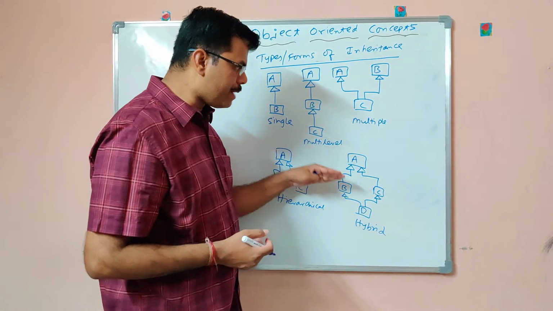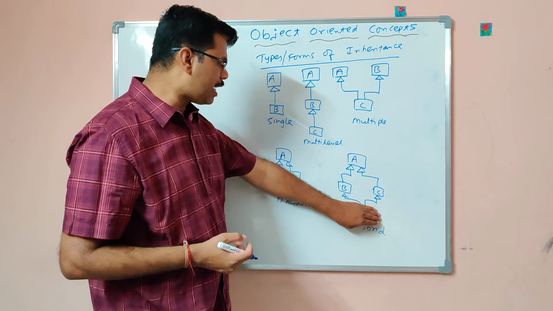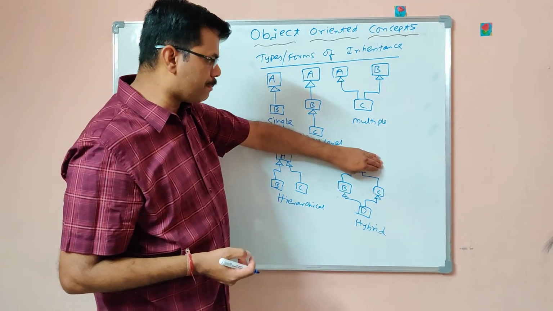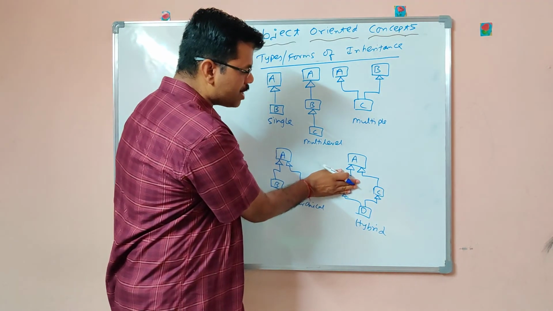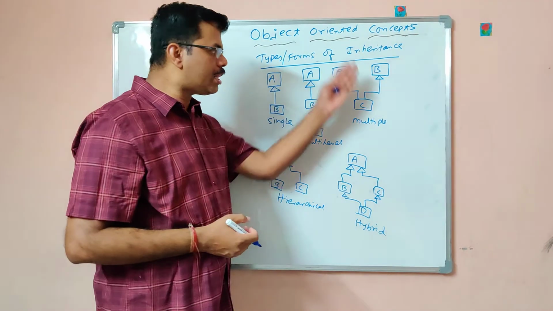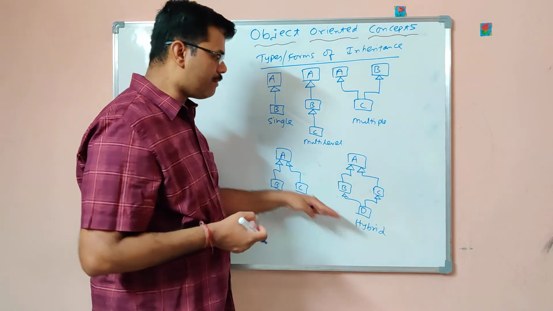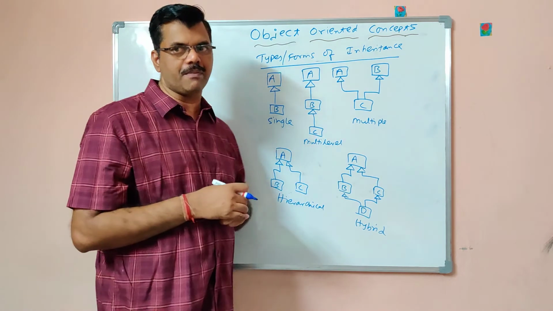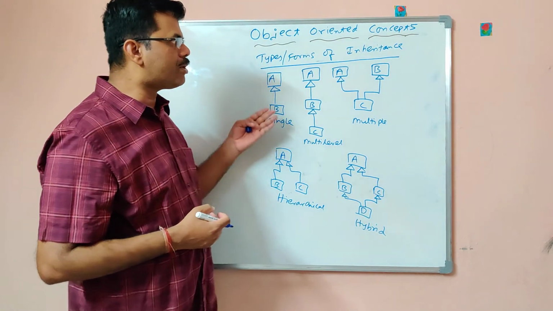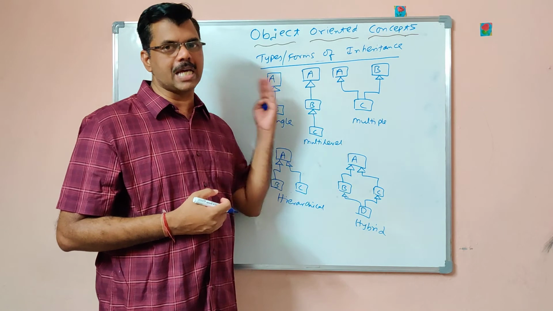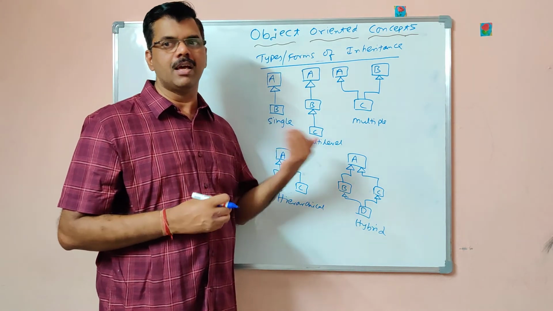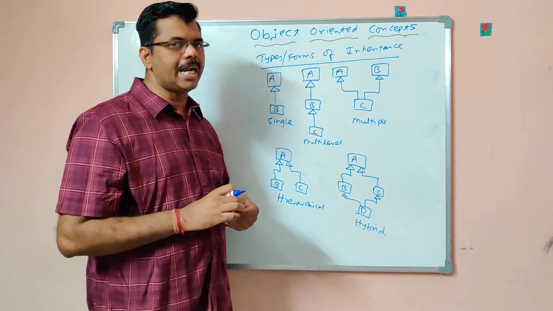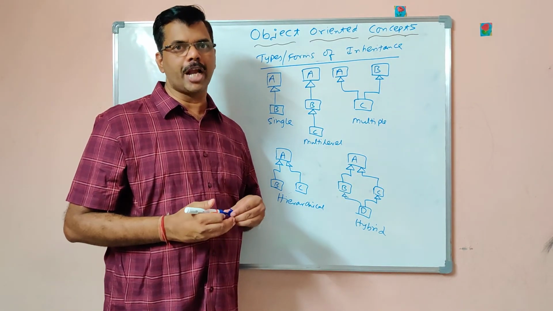If you take this ABC, only ABC, we call it as hierarchical. And if you take BCD, we call it as multiple. And if you take ACD, we call it as multi-level. So all the combination of this inheritance, we call it as hybrid inheritance. So these are the 5 types of inheritance which are very, very important for us. So that's about inheritance, and we will be seeing more practical examples about inheritance when we enter into Java programming. And in the next video, we'll be seeing about polymorphism.